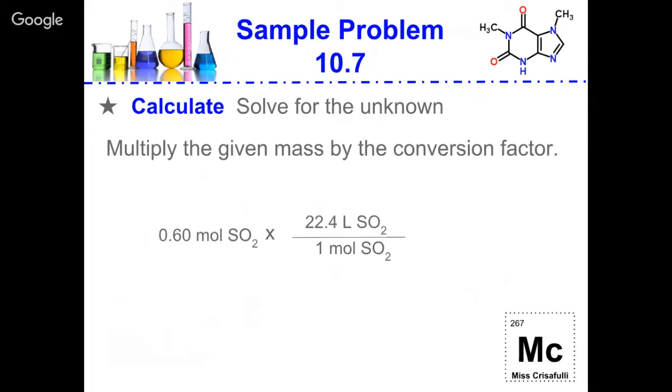So 0.6 moles of SO2 times 22.4 liters over 1 mole. Moles cancel. Now you can touch your calculator. And that's 13 liters of SO2.